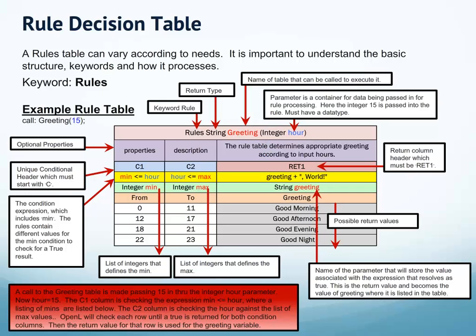And what it's looking for is if that condition resolves to true. Is min less than or equal to the hour value that came in? So it's going to look for true in the first condition and in the second condition. And when it finds true in both columns for a row, it's then going to go to the return column. It's going to take the value that's listed in the return column.